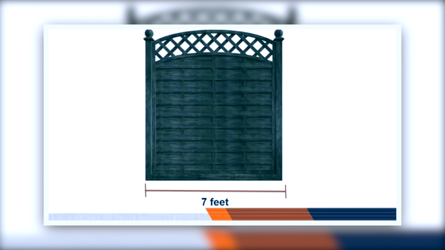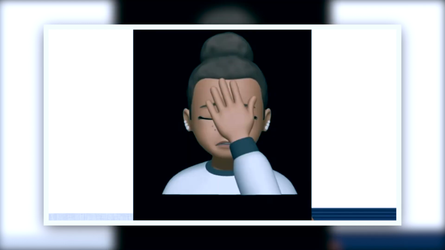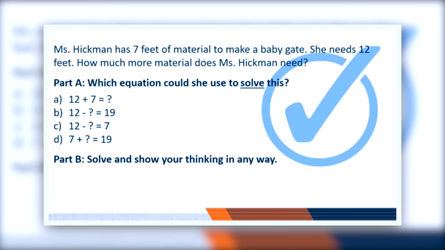Miss Hickman started putting the materials together and it was coming along great. Oh no, but I came into a problem. I needed more material for my baby gate. Let's solve this word problem. Miss Hickman has 7 feet of material to make a baby gate. She needs 12 feet. How much more material does Miss Hickman need?